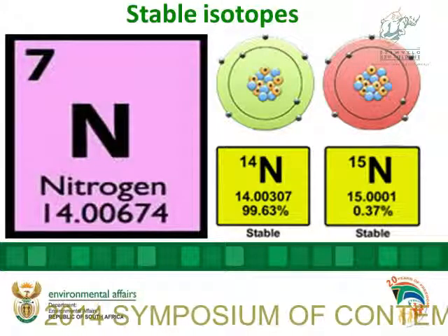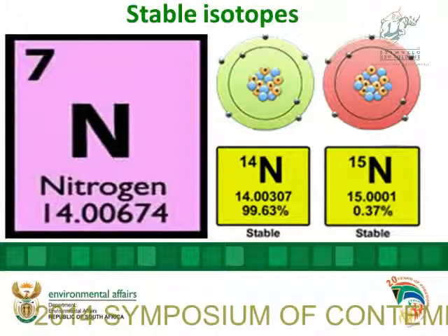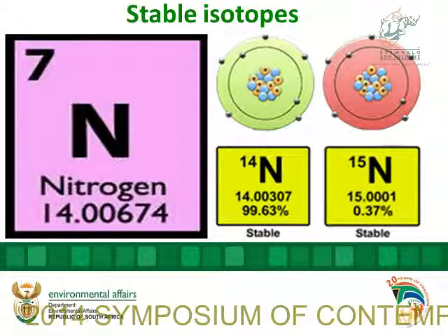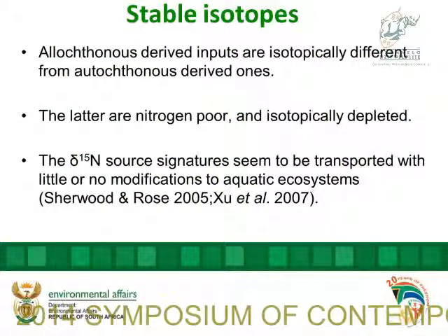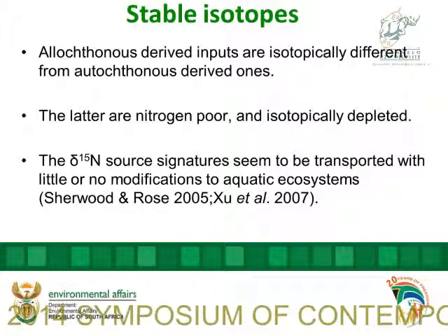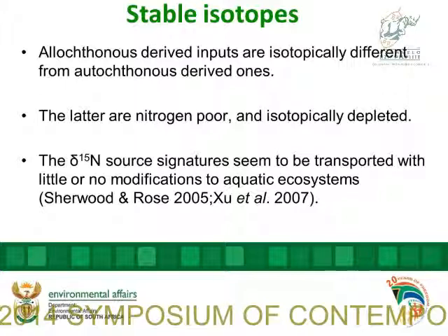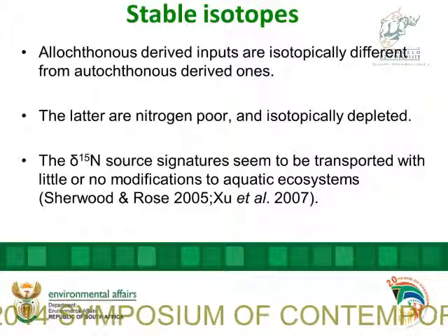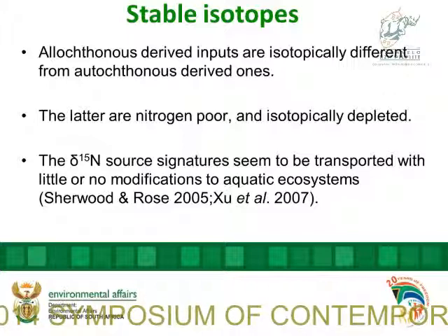The other important thing here when we're talking of stable isotopes is that stable isotopes can be used to trace sources and sinks of nutrients. And the other important thing is that the compounds that are produced from within river systems are nitrogen poor and isotopically depleted compared to the ones that are derived from outside the system. This means that these elements are transported with little or no modification to these systems.